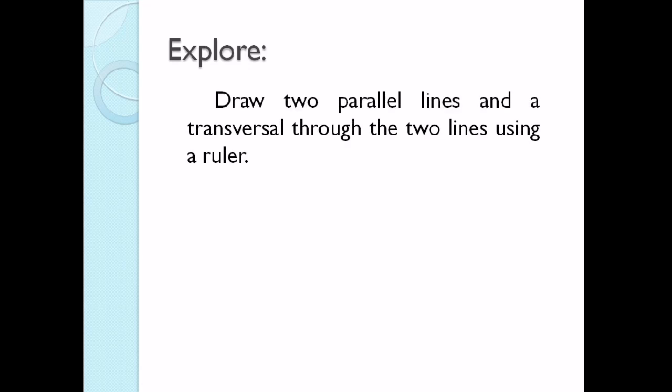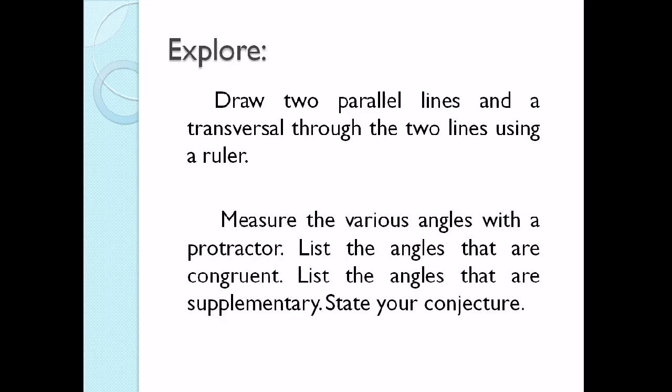So, pwede nyo rin po itong gawin. Draw two parallel lines and a transversal through the two lines using a ruler. Measure the various angles with a protractor. List the angles that are congruent. List the angles that are supplementary. State your conjecture. So, based from your observation, you need to state your conjecture. So, you may get pen and paper para sabayan nyo ako sa paggawa.